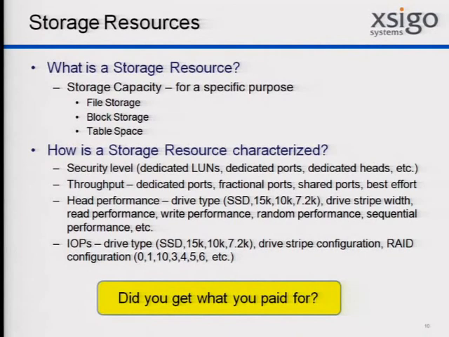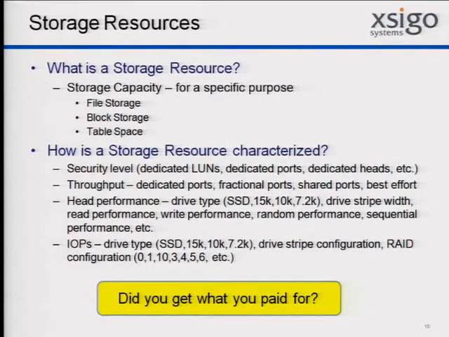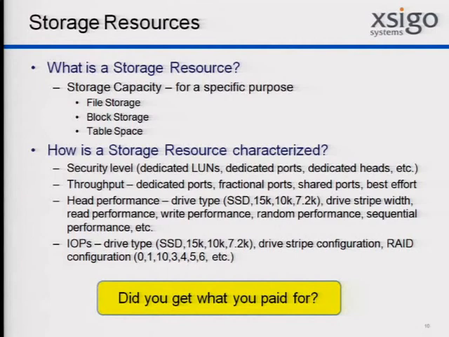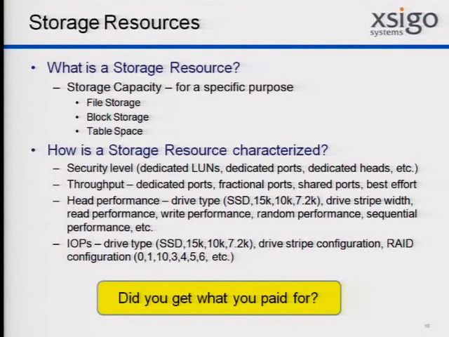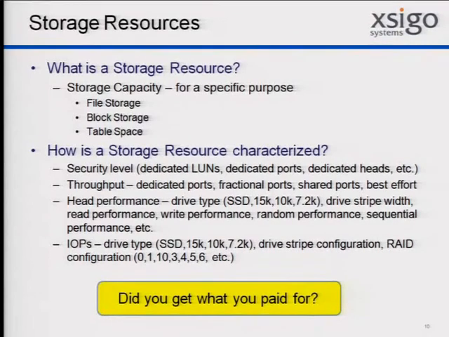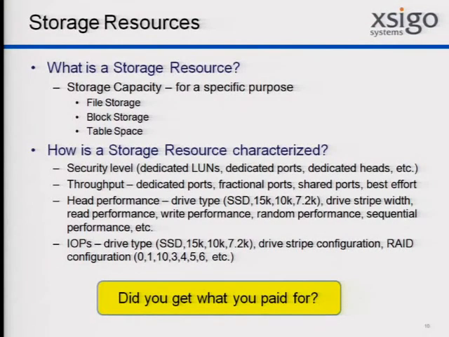You can look at security level, dedicated LUNs, dedicated ports, dedicated heads. You can look at throughput. Do I have dedicated ports, fractional ports, shared ports, best effort ports? Head performance, how do I optimize that? Do I need to use SSDs, 15K drives, 10K drives, 7200 RPM drives? What kind of stripe configuration?